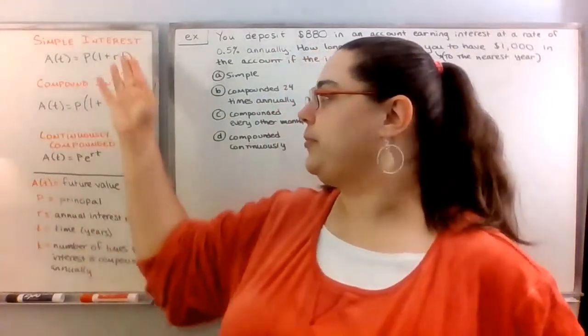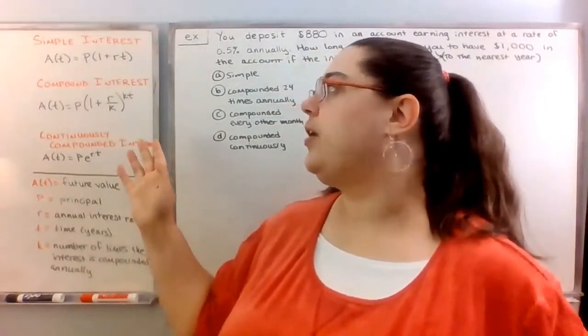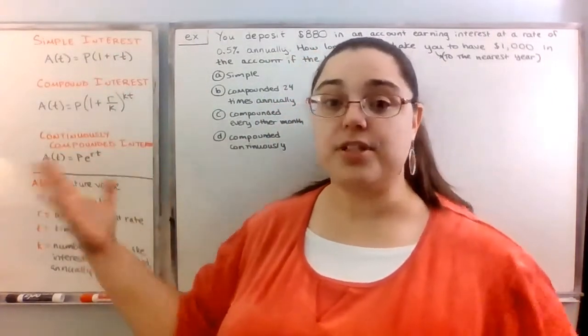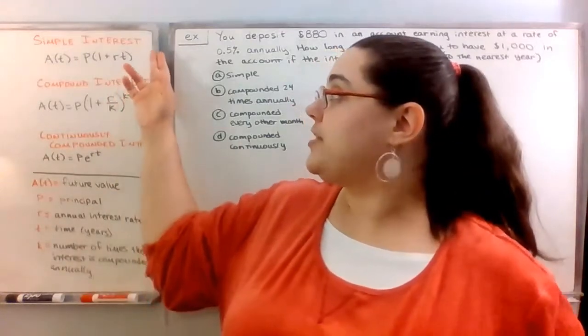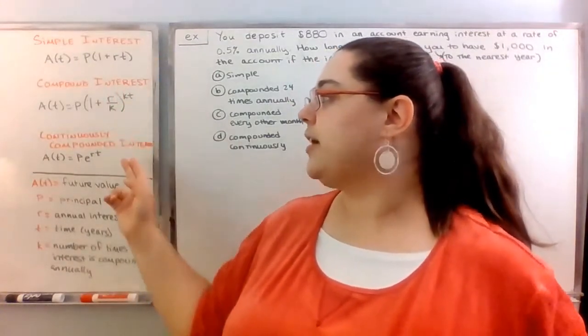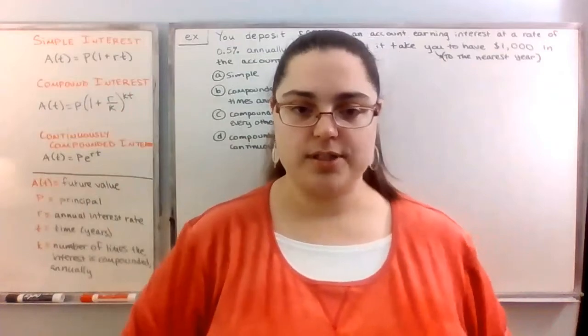So we have three formulas over here on the side. There are three types of interest that we're going to be talking about: simple interest, compounded interest, and continuously compounded interest.